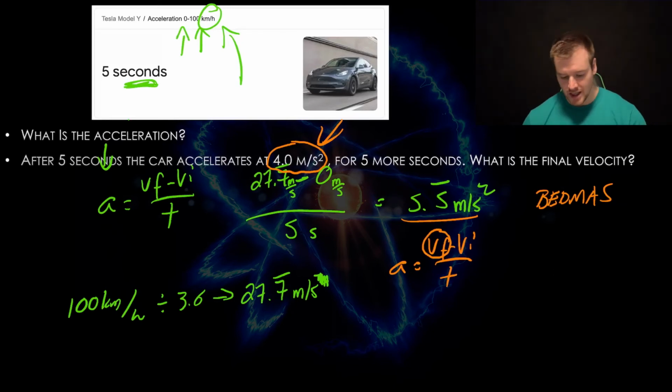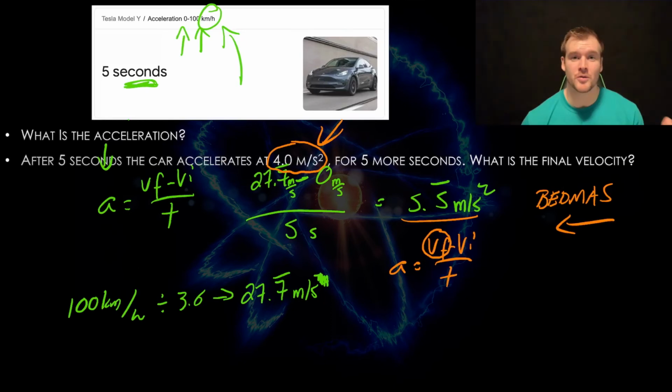For rearranging it, we want to do it in the reverse order, and whatever we do to one side, we have to do to the other. It's pretty much the two rules. Reverse BEDMAS, and what you do to one side, you have to do to the other, and the operations that you're doing are whatever's going to cancel what is happening to the variable you're trying to solve for. Okay, so vf, we want to get that by itself, and we have vi being subtracted from it and t is being divided from it.